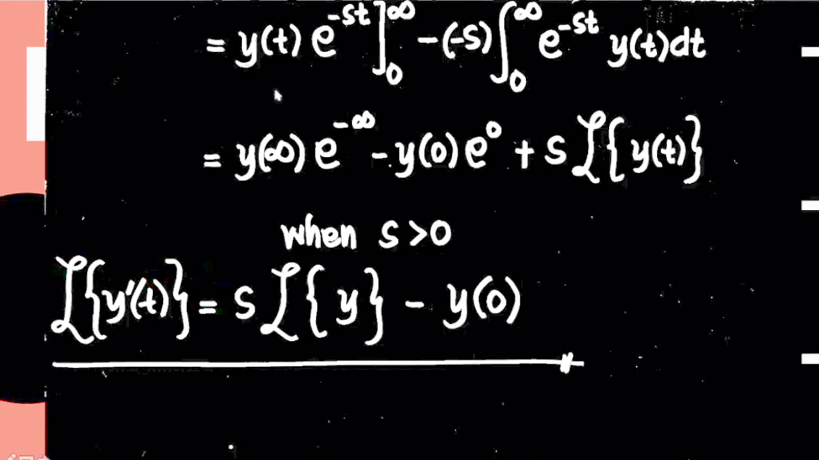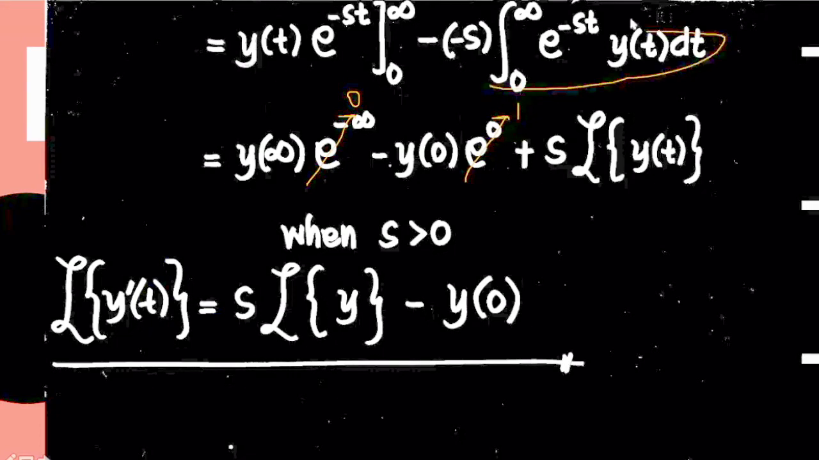We apply now the limits. Upper limit first, minus lower limit. So y of infinity, e raised to negative s times infinity is e raised to negative infinity, and if you remember, this is 0. And then we apply the lower limit. So y of 0 times e raised to negative s times 0, so e raised to 0 is equal to 1. And remember, this is the definition of Laplace. We copy negative s times negative 1, so positive s, times v.